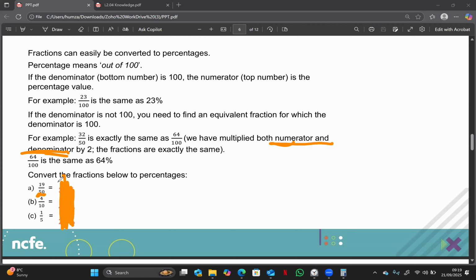Times 2. Yeah. So what do you do? What's the operator you use? Is it adding, subtracting, dividing, multiplying? How do you get from 50 to 100? I know you can add 50, but here, what would you use? Would you use multiplication? 50 goes to 100 by 2. Yeah. So 19 times 2 is 38. 38%, A.